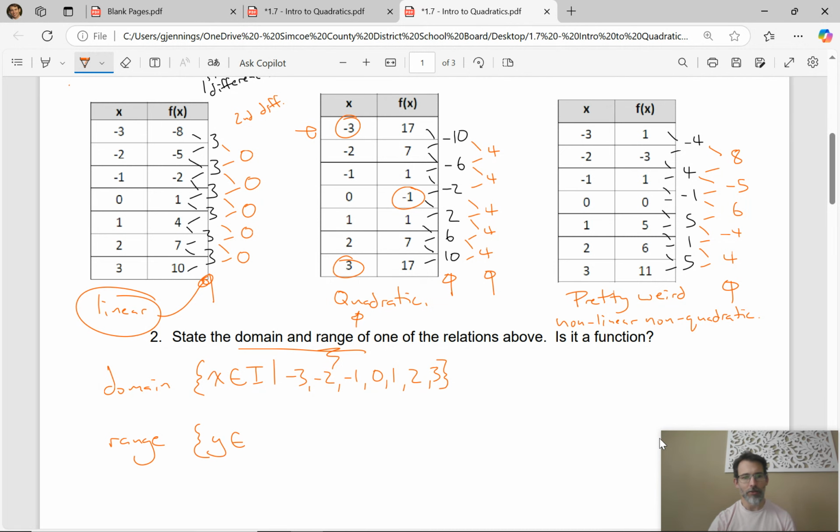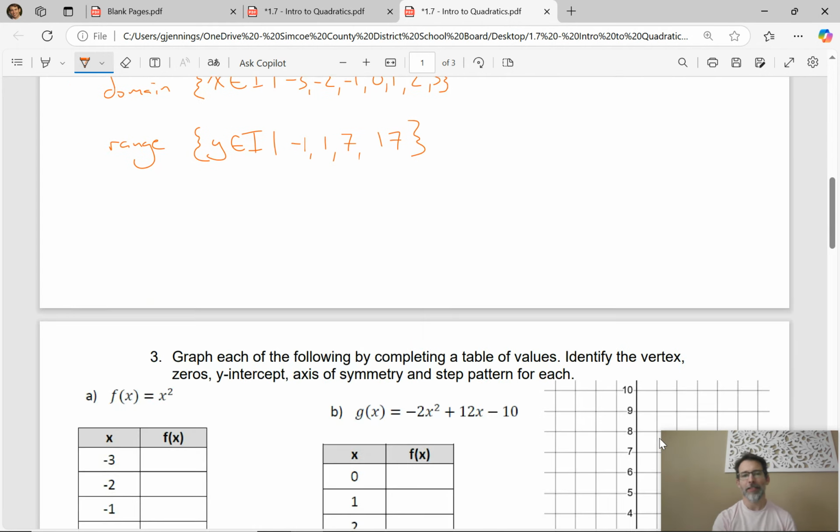Y is also of the integers, and it could be minus 1, 1, 7, or 17. That's how we would state the domain and range for those. That's that. Okay, let's keep going.